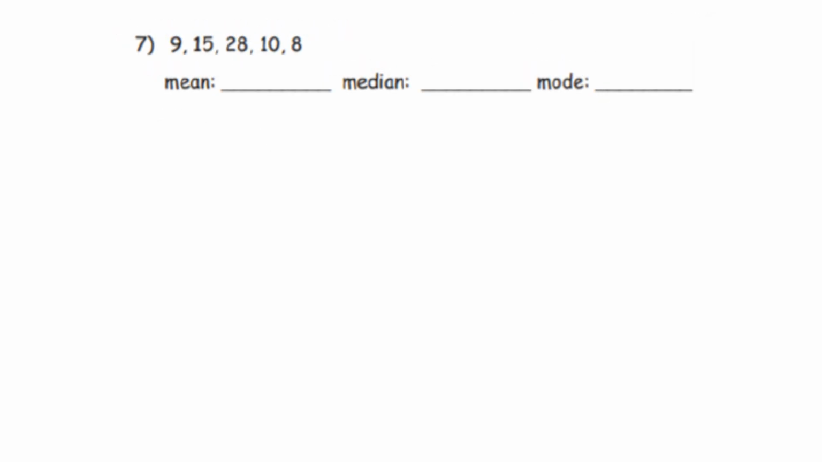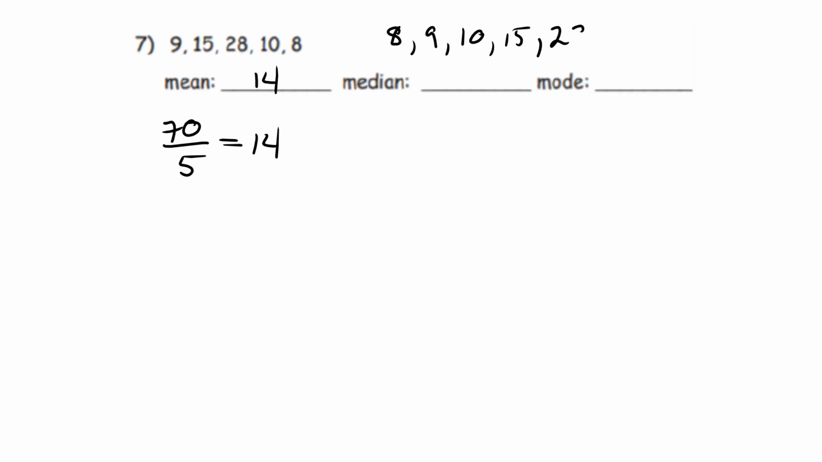To find the mean, we have to add them all up. Total of 70, dividing it by 5 pieces of data, that's 14. The median, we need to put them all in order. 8, 9, 10, 15, and 28. And the middle piece of data is right there. So the median is 10. And again, no mode because there is no number duplicated.